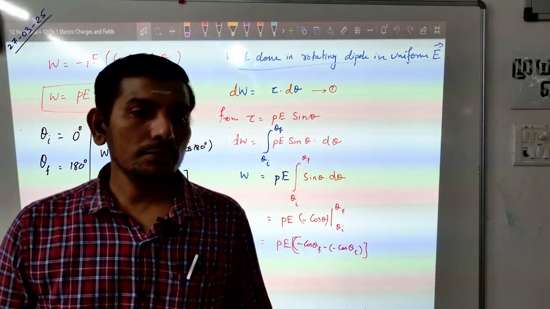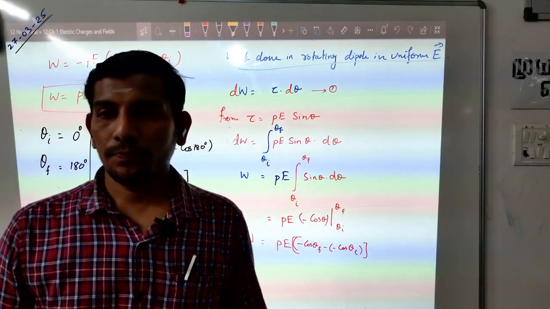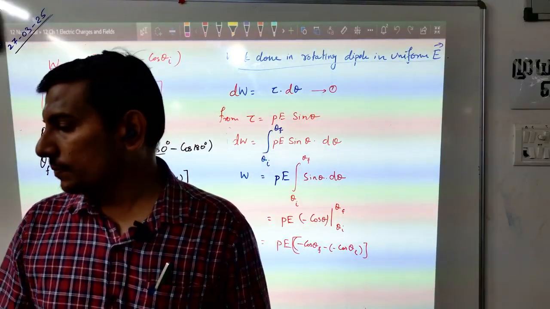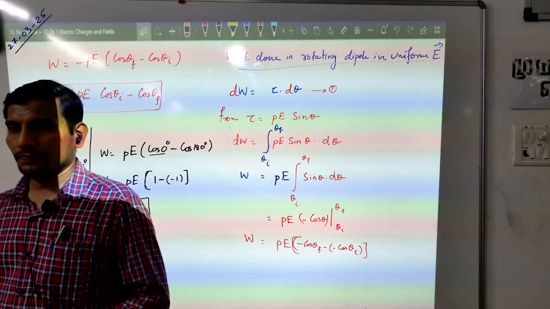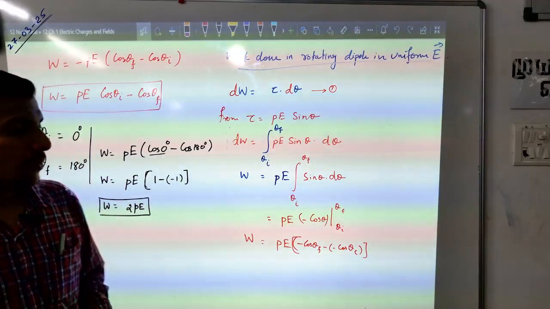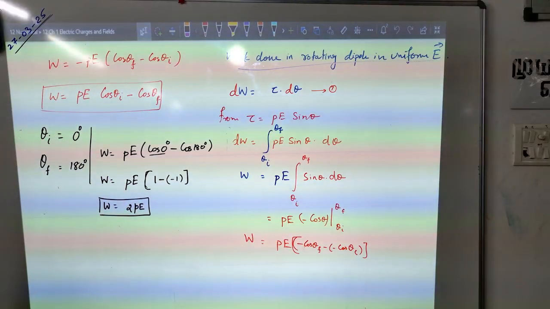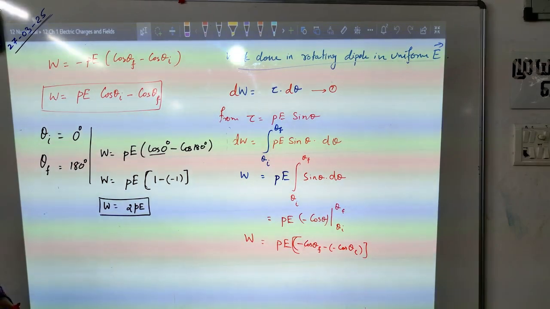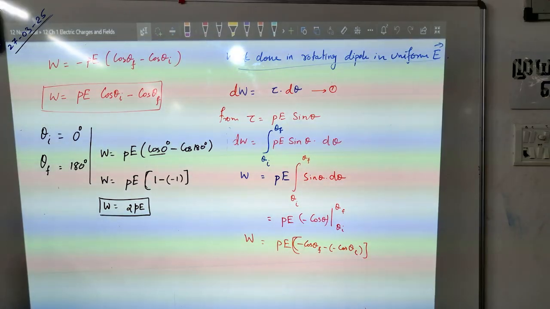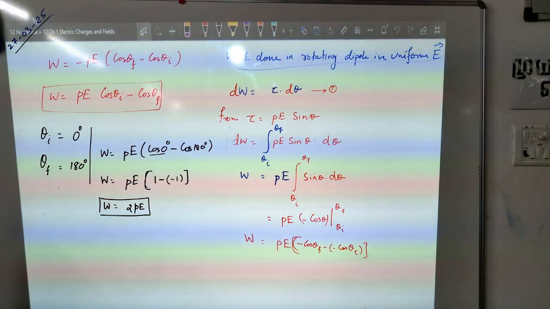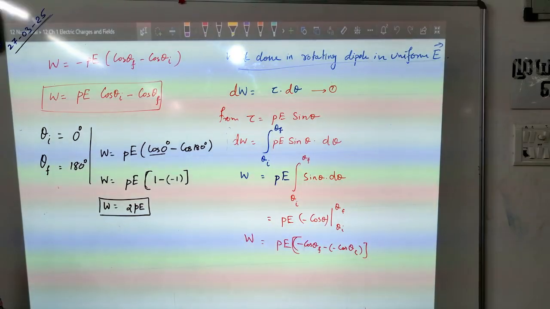Now you can calculate from unstable to stable, 30 degree to 60 degree. Any value you can calculate now, right? Can you do? What is the work done in rotating a dipole from 30 degree to 60 degree? Can you work? Work from 30 to 60.